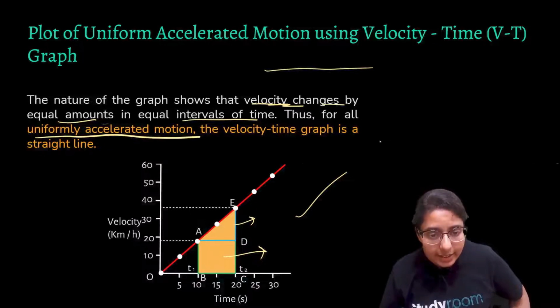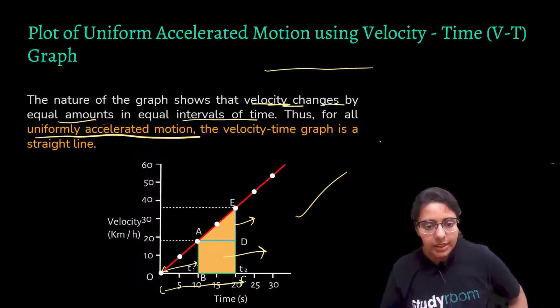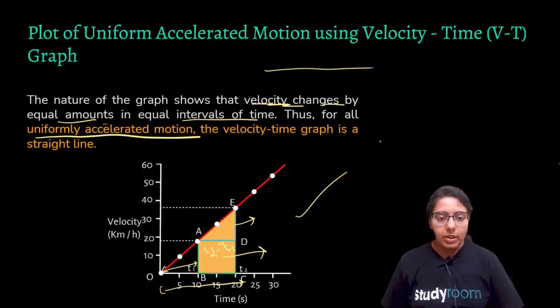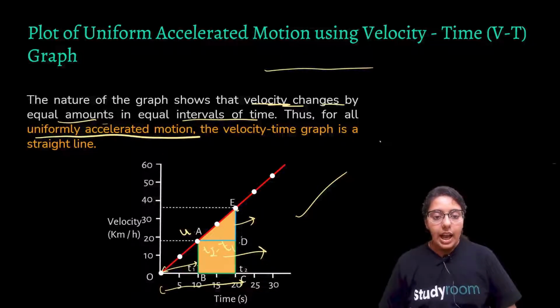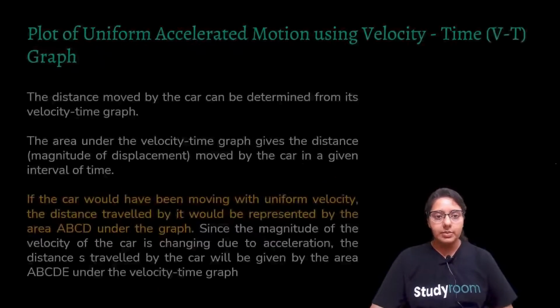What is AD? AD is your distance from T1 to T2. Total here is T2, and total from here is T1. So this is T2 minus T1, right? AD is T2 minus T1. Similarly, you can calculate this. Your initial velocity at T1 is U. At T2, final velocity is V. So this will be V minus U. So this is what we'll be doing here.